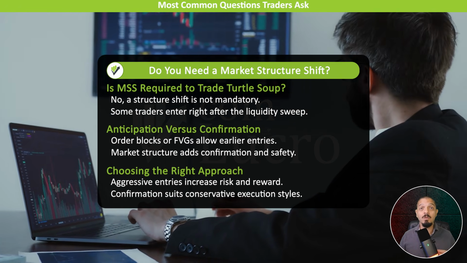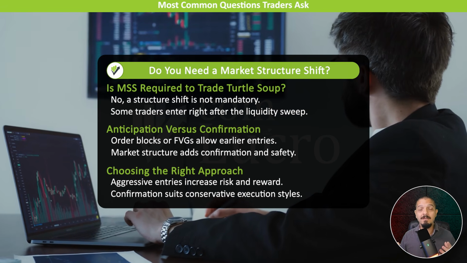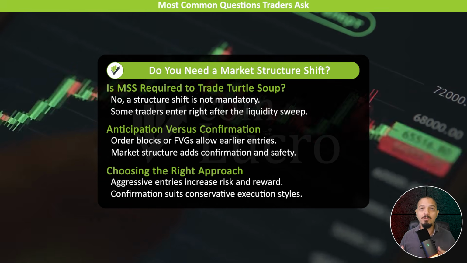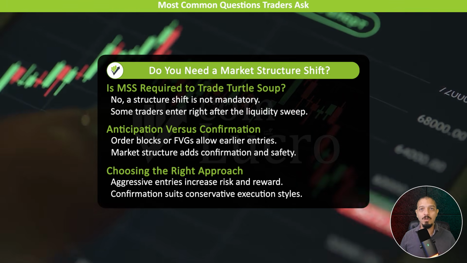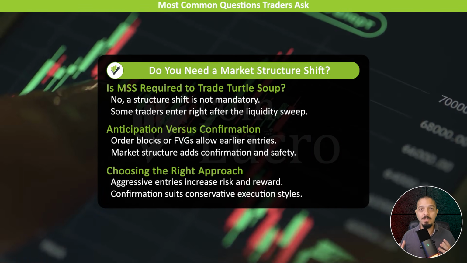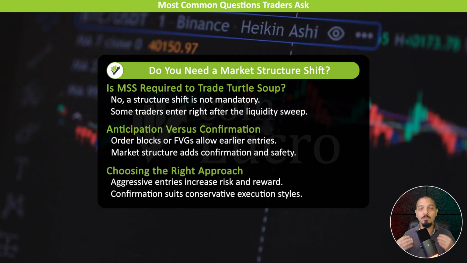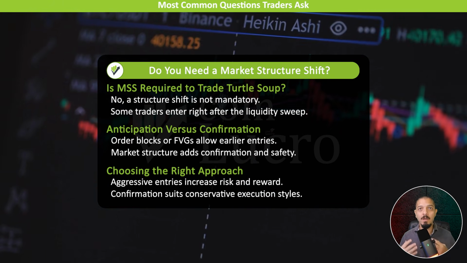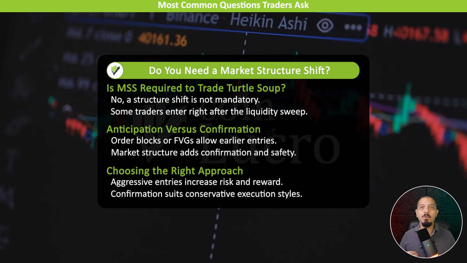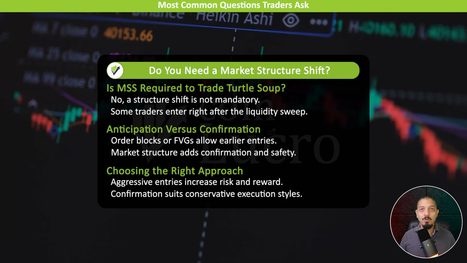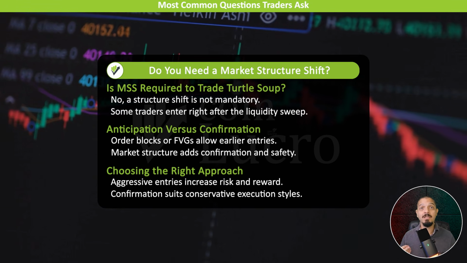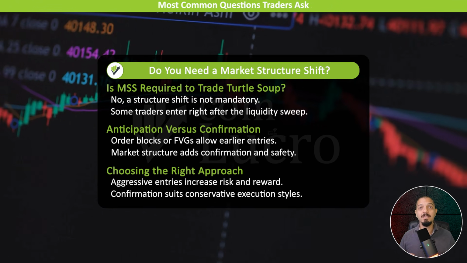However, it is important to understand the trade-off. Entering without a market structure shift means you are relying more on anticipation than confirmation. Waiting for structure provides stronger confirmation, while entering at an order block or fair value gap offers a more aggressive entry. Which approach you choose depends on your experience, risk tolerance, and execution style.